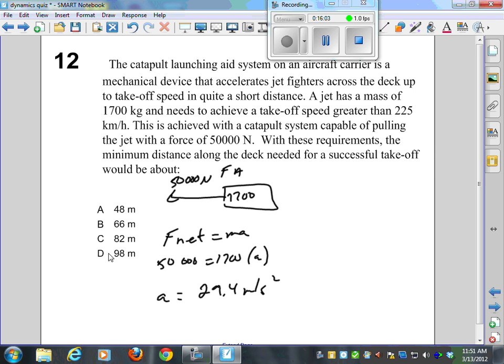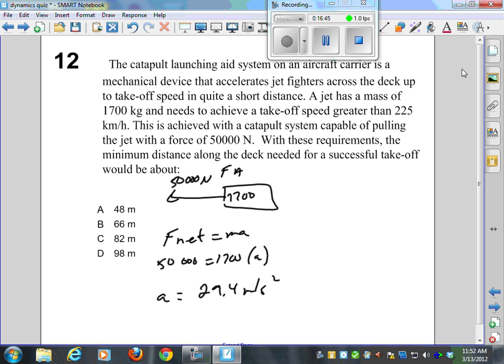Now we need to know distance. Before I can get distance, I need to know average velocity. Can I get average velocity from acceleration? Do I need a step in between? I sure do. A equals delta V over delta T. The acceleration is 29.4. I can get the change in the velocity. Good thing I'm using a pencil. What do I do, Riley?